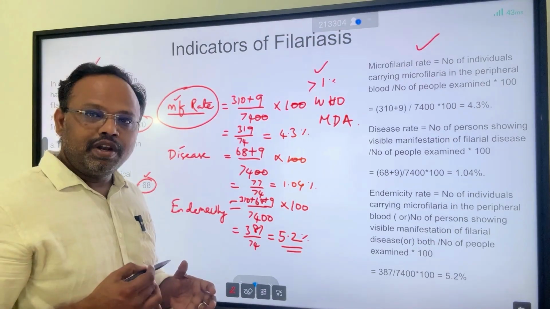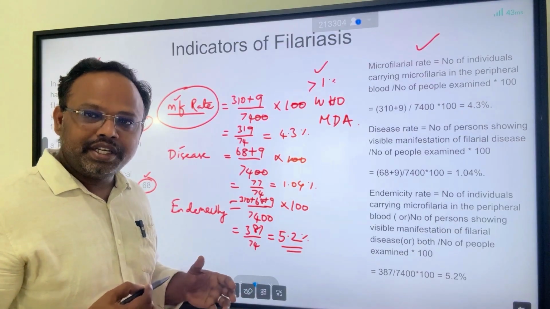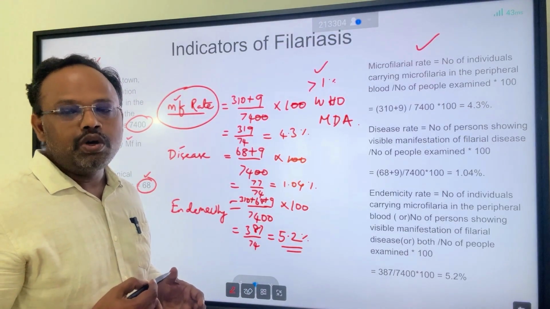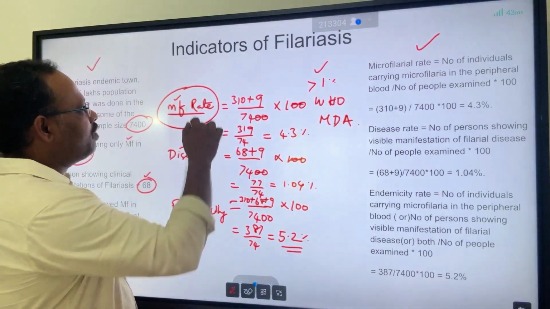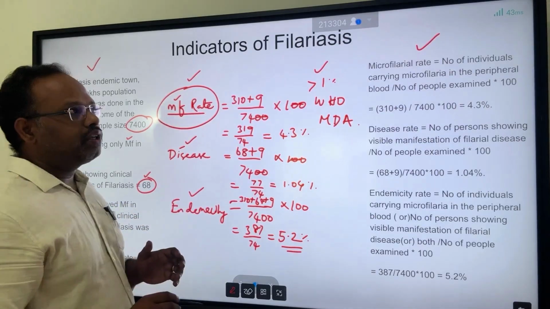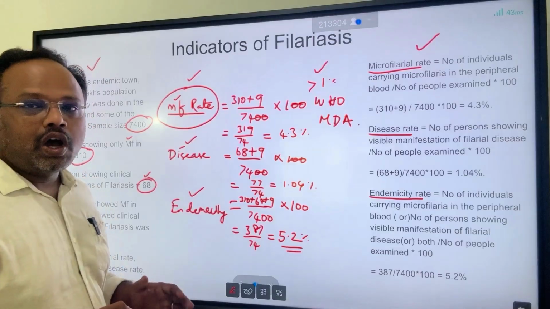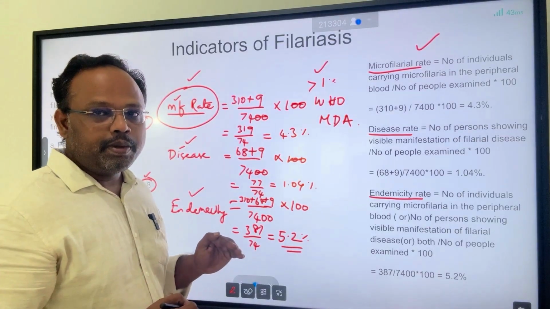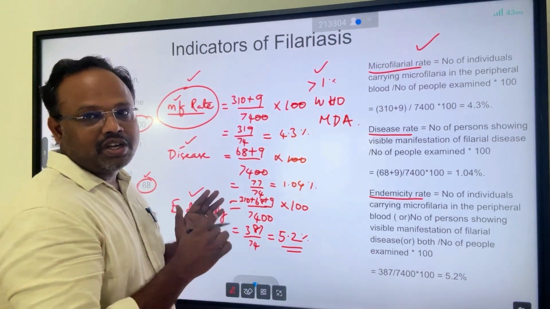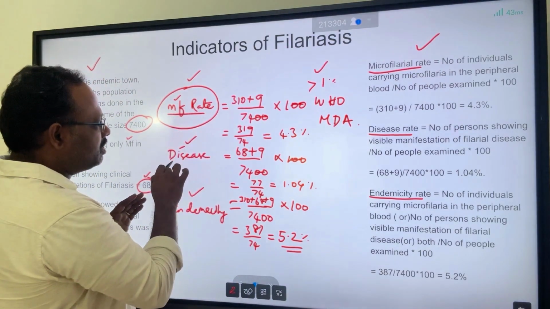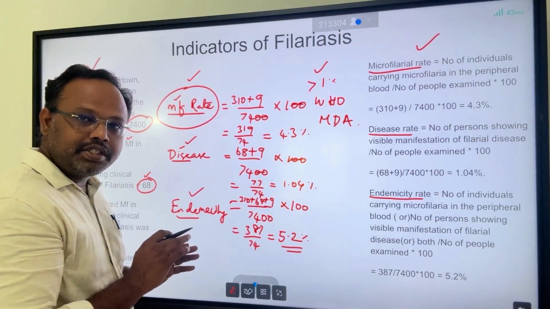So to summarize, in filariasis we have different sets of parameters, that is clinical, entomological, and parasitological indicators for filarial disease control, out of which the parasitological parameters are the most important, and these three, that is microfilaria rate, disease rate, and endemicity, are the most important indicators which you need to remember and calculate. All the denominators are the same, the number of people examined, and the multiplication factor for all the indicators is 100. And the numerator is also very simple. If we remember the names of the terminologies correctly, then we can easily answer the filarial indicator problems.